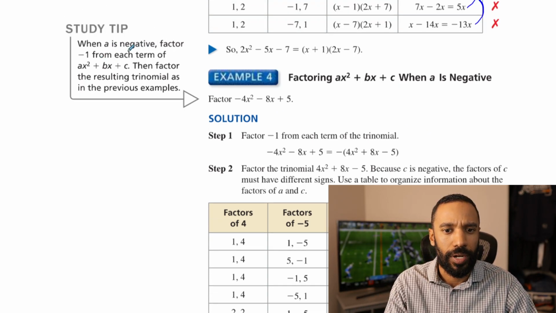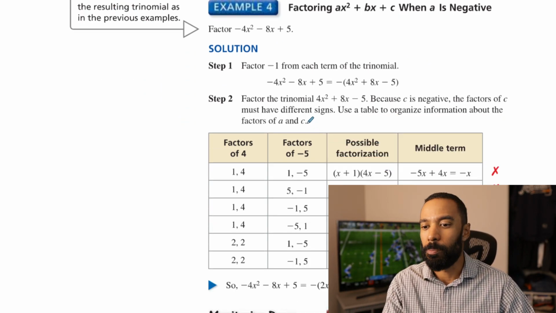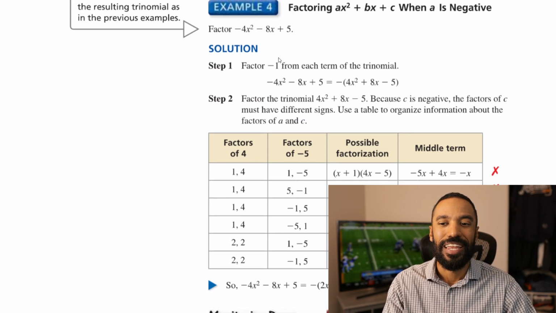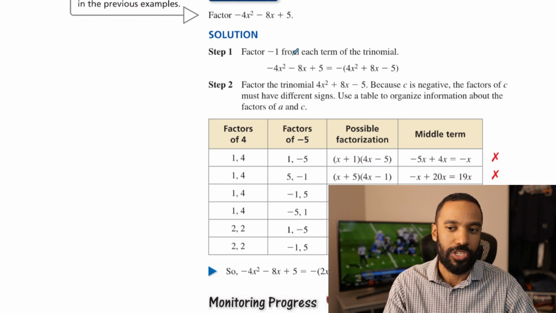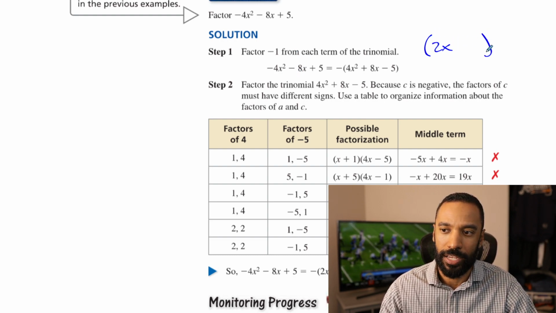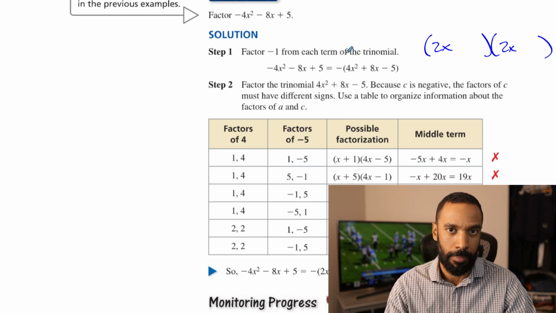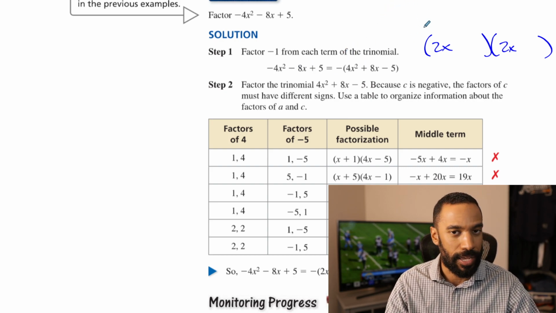What do they say here? Besides the fact it makes things easier, just trust me, it does. Now, I also happen to know that this is going to be some form of 2x and 2x. Trust me, I haven't looked down below. This has to do with even numbers versus odd numbers. I'll tell you about it more in a bit. So I know it has to do with that.